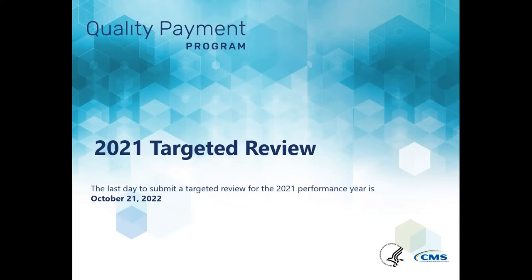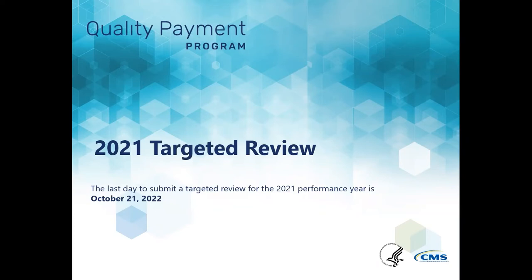Targeted review is the process through which QPP participants can request that CMS review their final score and MIPS payment adjustment. You have 60 days to request a targeted review from the publication of MIPS payment adjustments. While you have 60 days to complete your request, you should submit a targeted review as soon as possible if you identify an error with your MIPS performance feedback and payment adjustment. This will help ensure that the correct payment adjustment is applied to your claims from the start of the 2023 payment year.